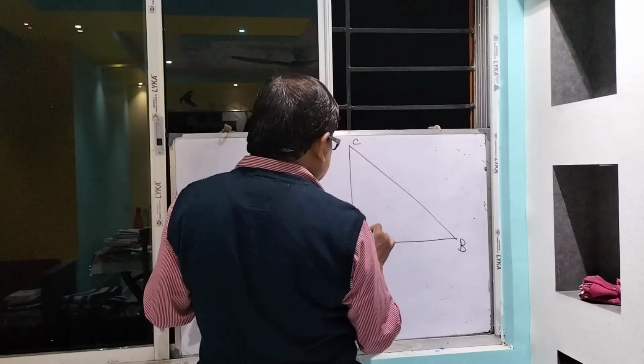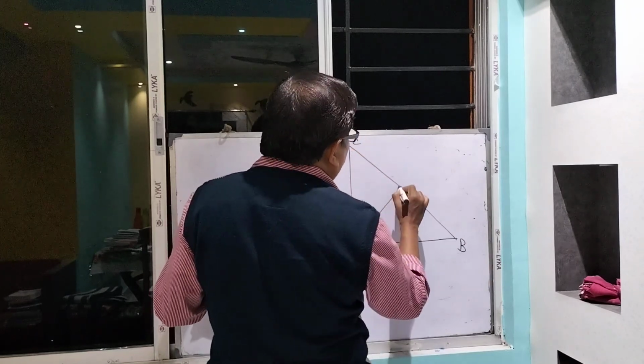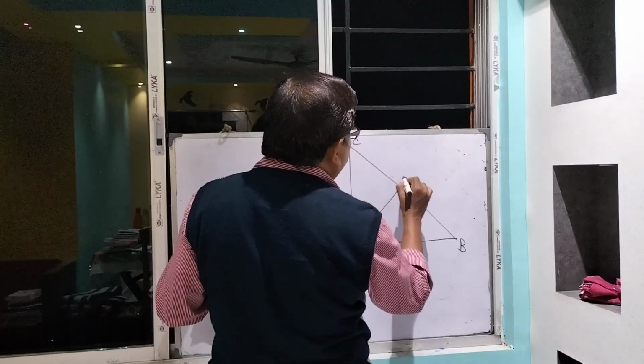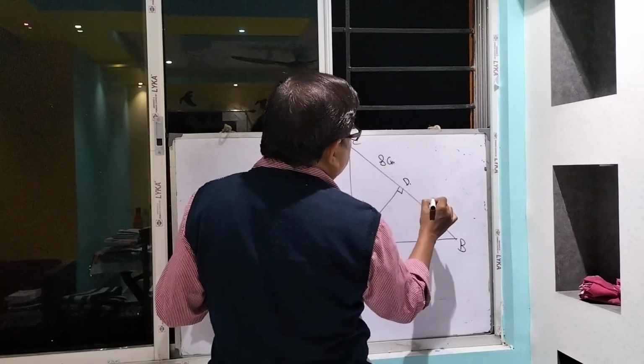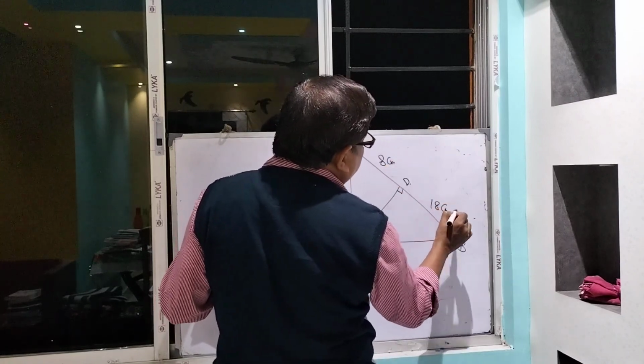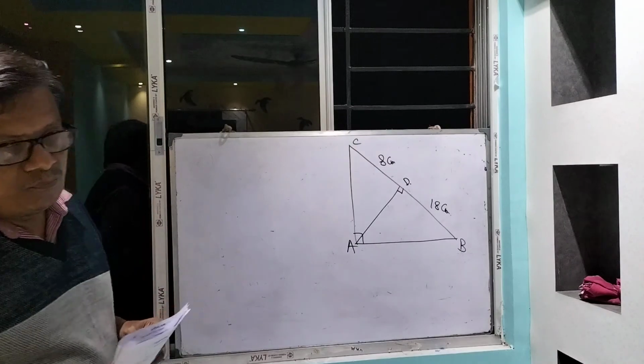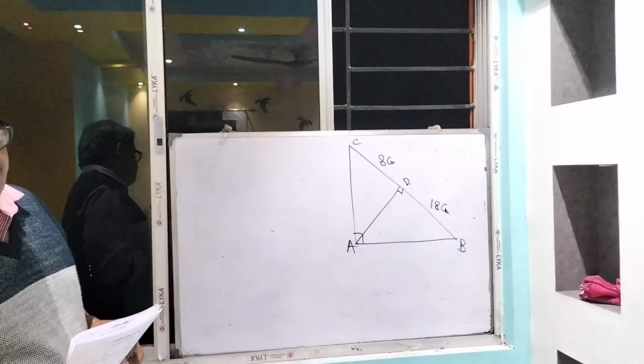ABC, this is 90 degrees. Draw a perpendicular, this is also 90 degrees. This is 8 centimeters, given. This is 18 centimeters, given. Then find the value of AD.